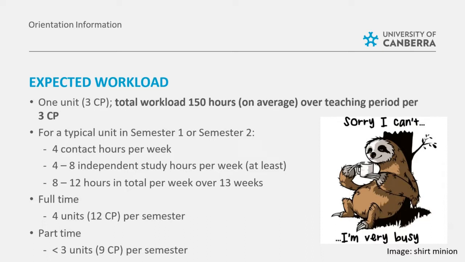If you are a full-time student, that means you are taking 4 units per semester. Okay, so you're doing 4 times 150 hours, 4 different units. If you are part-time, that means you're doing 1 or 2 units each semester.